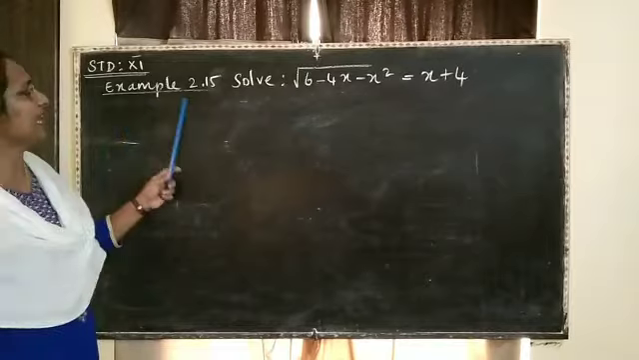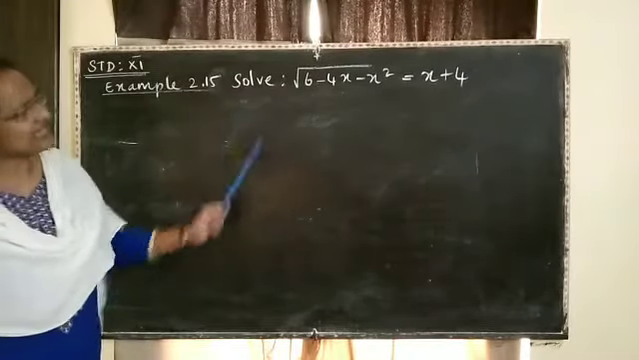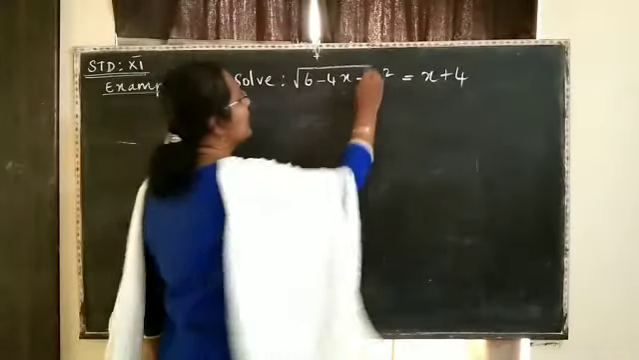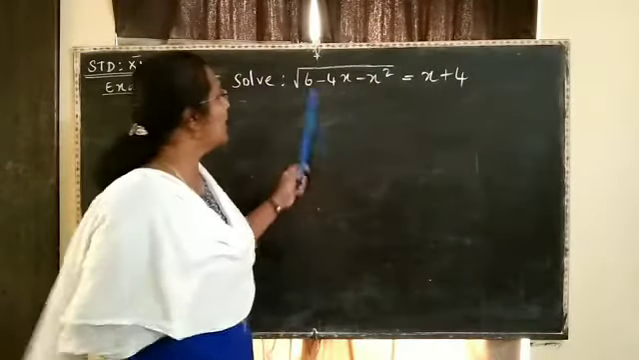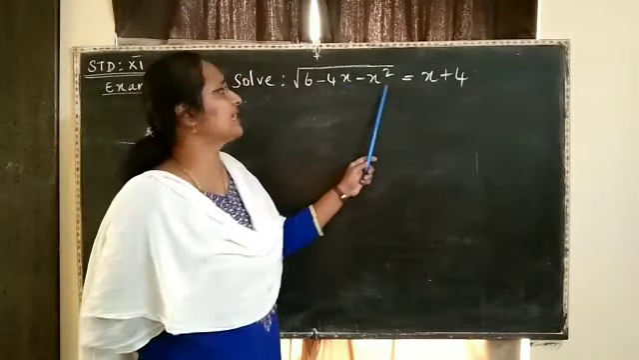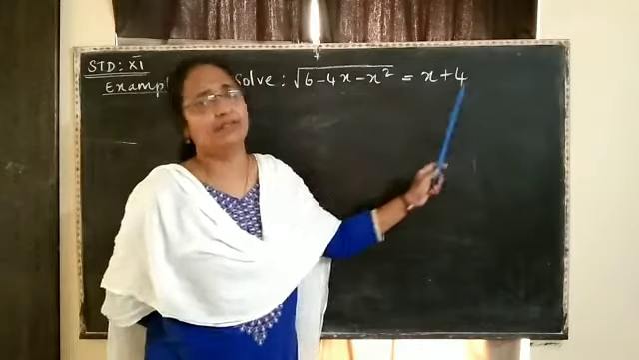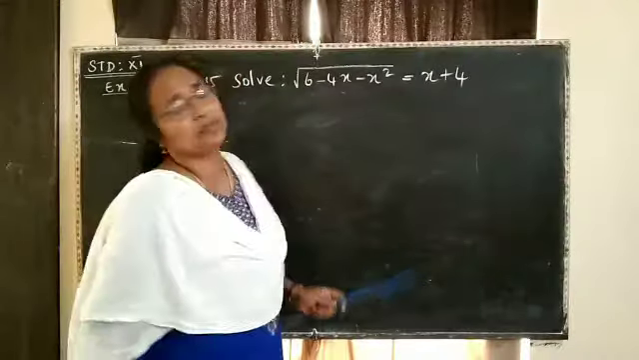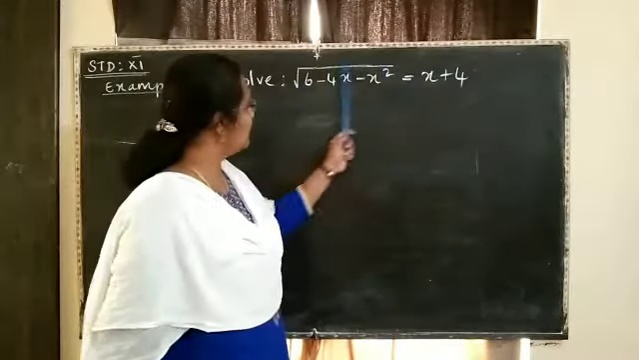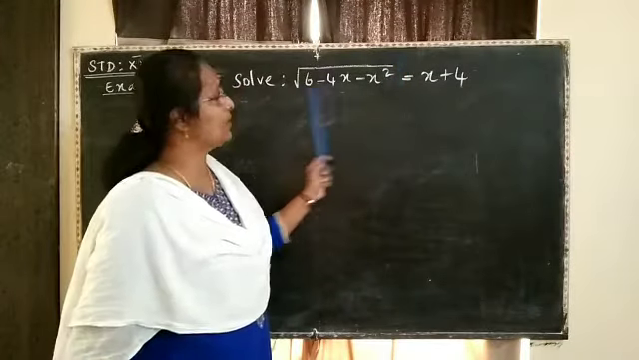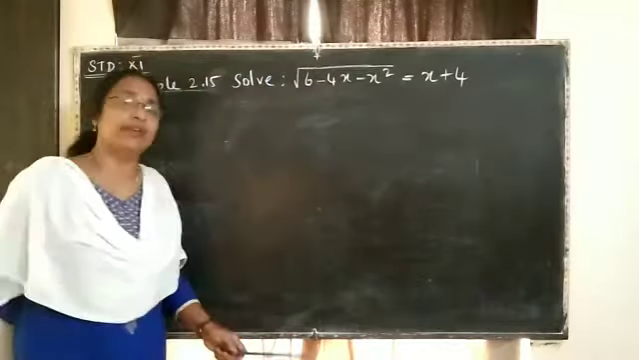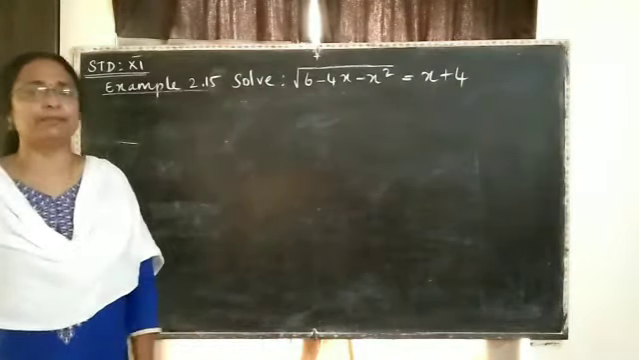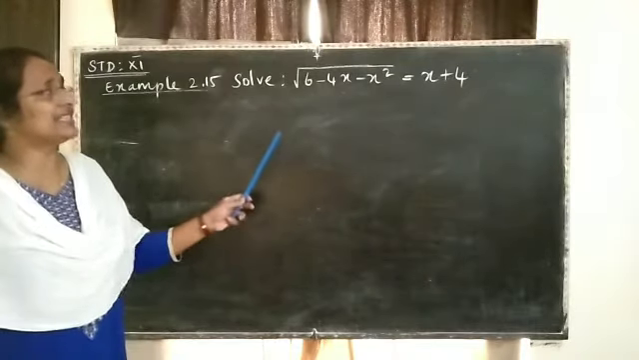Students, let's discuss example 2.15. This is also a very simple logic. Okay. Now look into this. Here also we have the square root, isn't it? Square root of 6 minus 4x minus x squared equals x plus 4. Okay. Now look into this. Here also the same concept we are going to use. The number present inside the square root should definitely be greater than or equal to 0. If not, it will be a complex number, which is not necessary here.